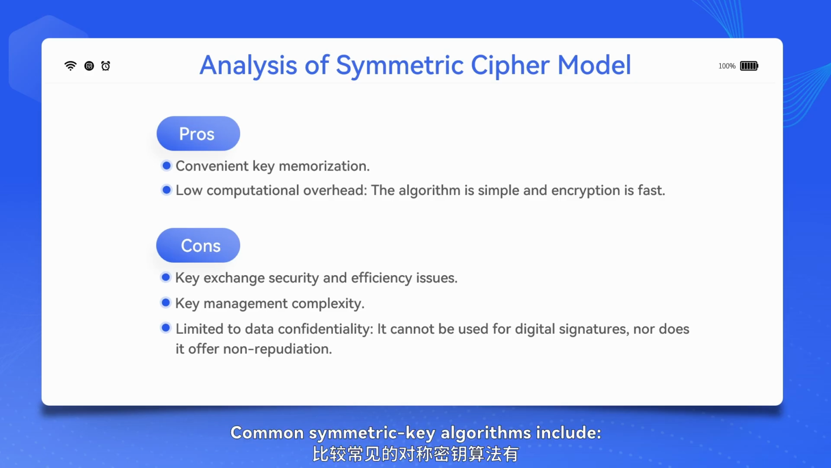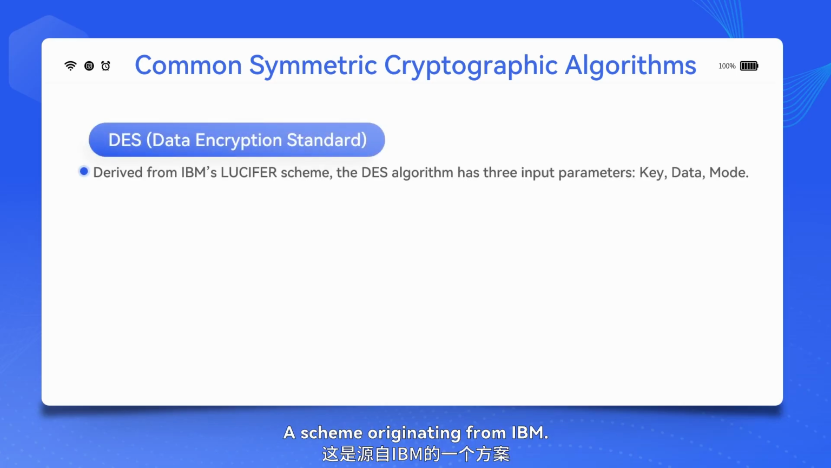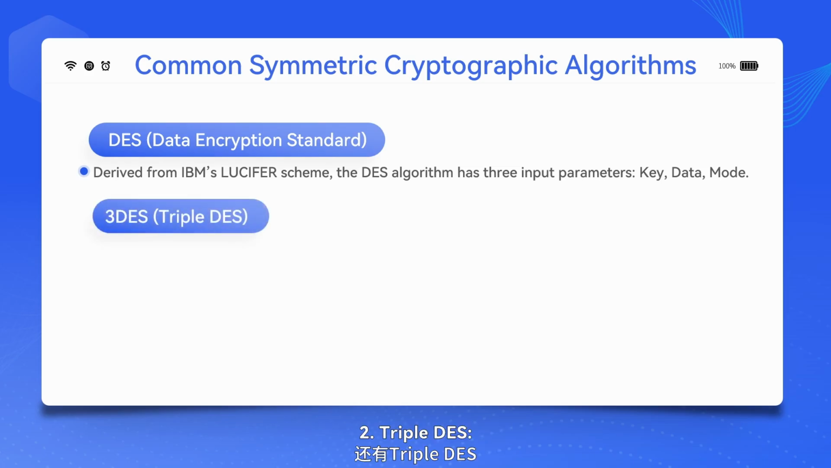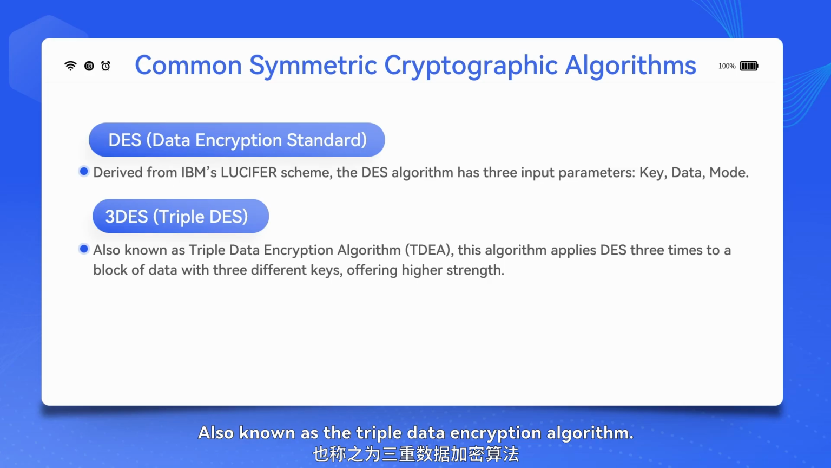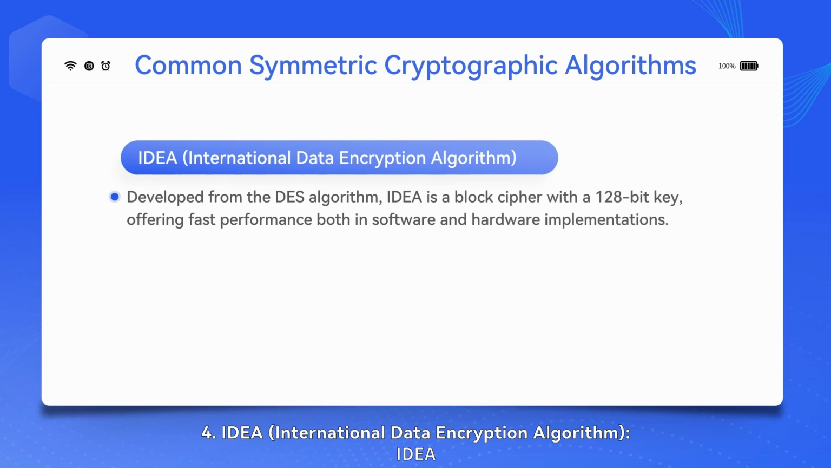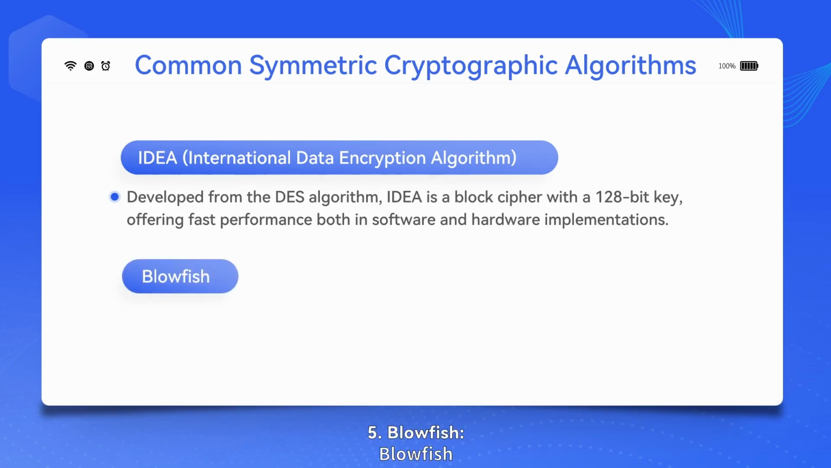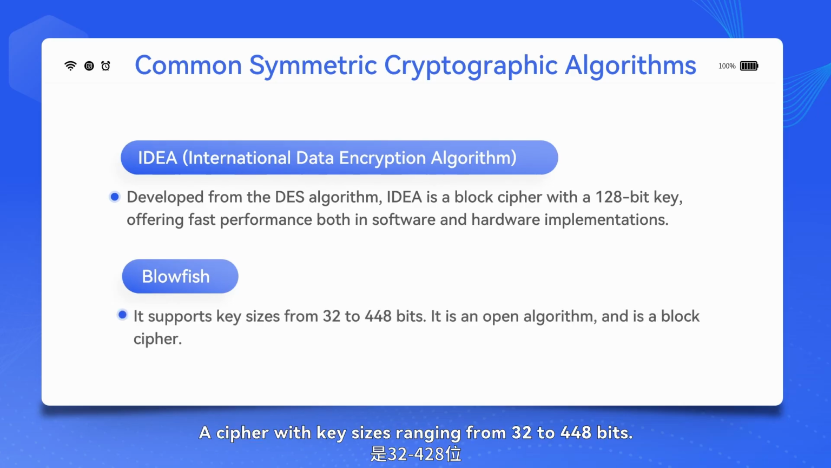Common symmetric key algorithms include 1. DES, Data Encryption Standard, a scheme originating from IBM. 2. Triple DES, also known as the Triple Data Encryption Algorithm. 3. AES, Advanced Encryption Standard, a block encryption standard adopted by the U.S. federal government to replace DES. 4. IDEA, International Data Encryption Algorithm developed from the DES algorithm. IDEA is a block cipher with a 128-bit key. 5. Blowfish, a cipher with key sizes ranging from 32 to 448 bits.